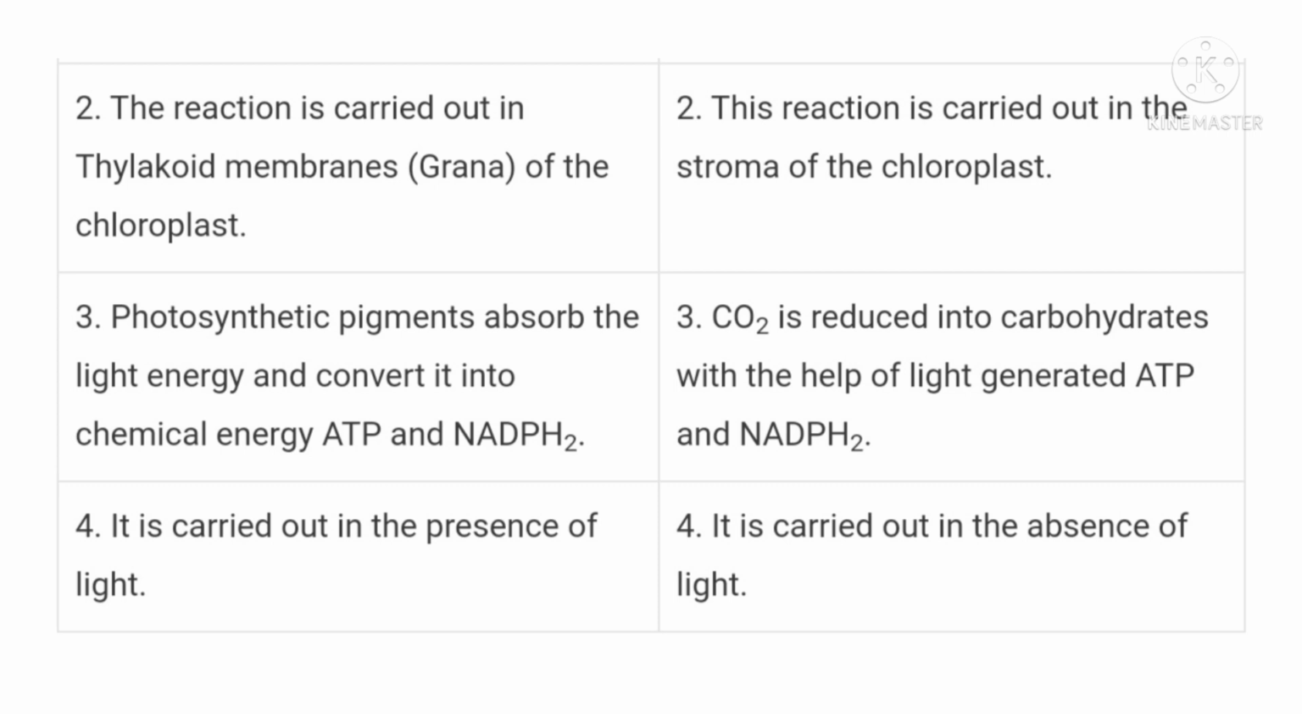Light dependent reaction: photosynthetic pigments absorb the light energy and convert it into chemical energy, ATP and NADPH2. Light independent reaction: CO2 is reduced into carbohydrates with the help of light generated ATP and NADPH2. Light dependent reaction is carried out in the presence of light. Light independent reaction is carried out in the absence of light.